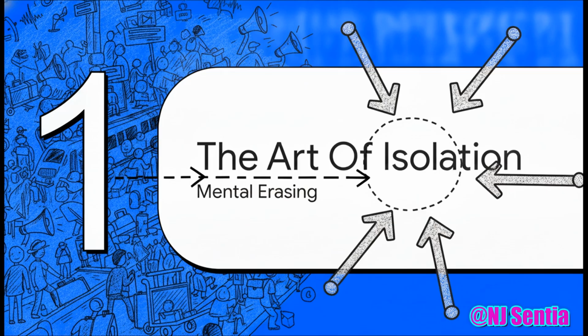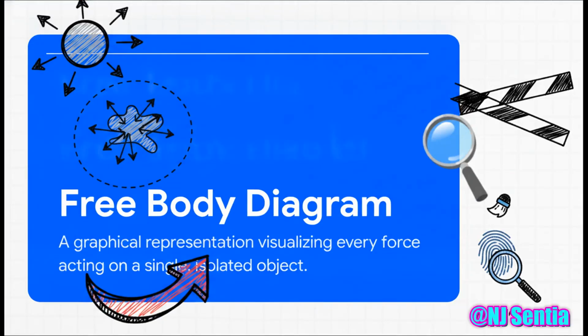But if you mentally erase all the noise, the trains, the crowds, and focus only on exactly who is bumping into you in that exact moment, suddenly the problem is solvable. That mental erasing is the absolute core of what we're talking about today. A free body diagram, or FBD for short, is exactly that. It's a graphical representation used to visualize every single force acting on one single, isolated object.